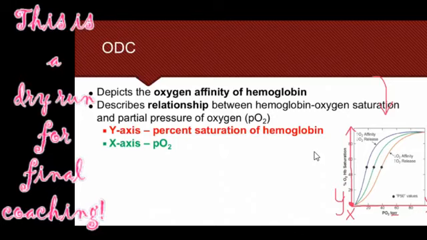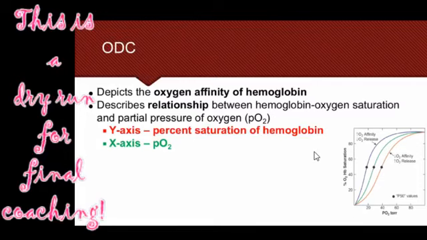Okay, so i-define natin, bakit ba may tatlong kulay dito sa graph na to? Okay, yung tatlong kulay na yan ay may ibig sabihin. Yung kulay green po ay ang ating normal curve. Yung kulay red po ang magiging shift to the right. At ang kulay blue linya natin ang magsasabi sa atin ng shift to the left. Alright? So, para maintindihan mo yan, i-define muna natin yung dots.